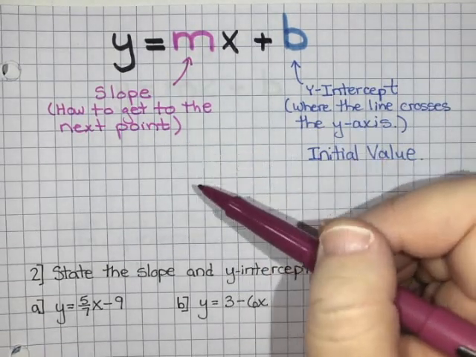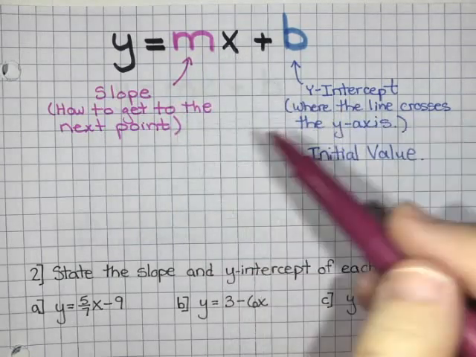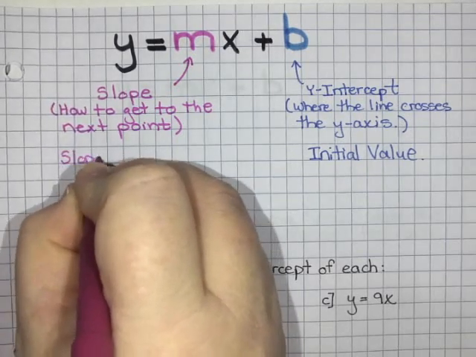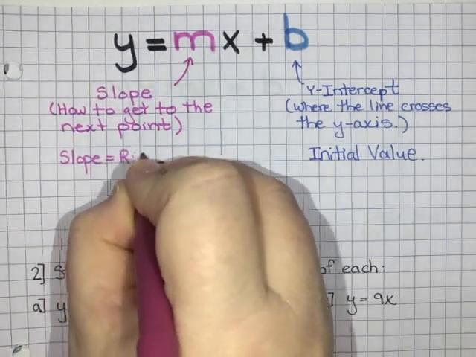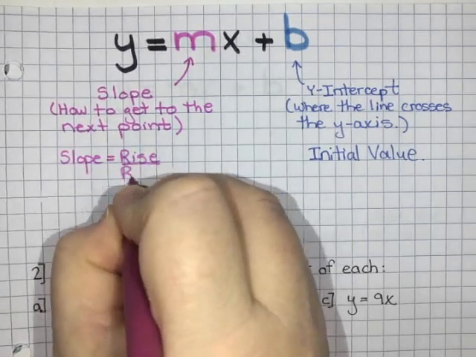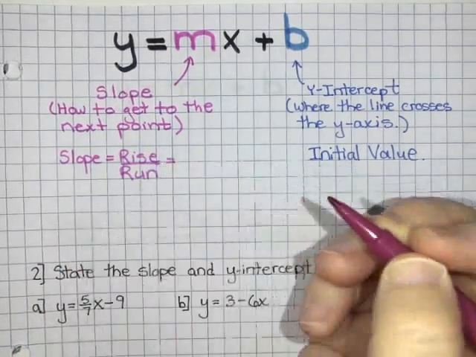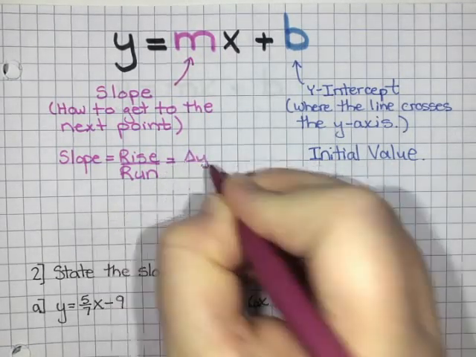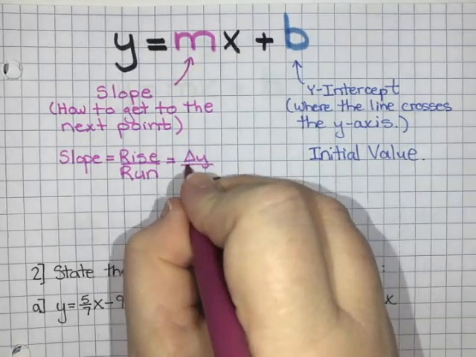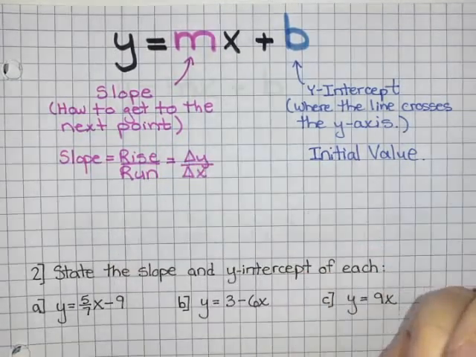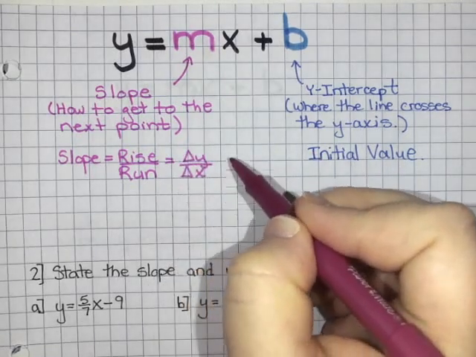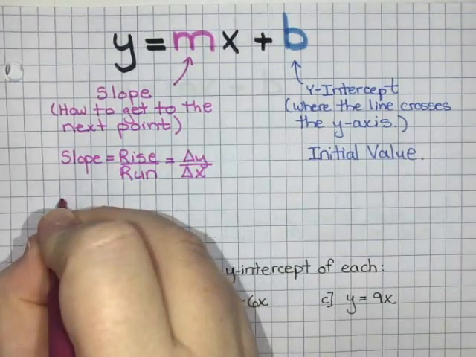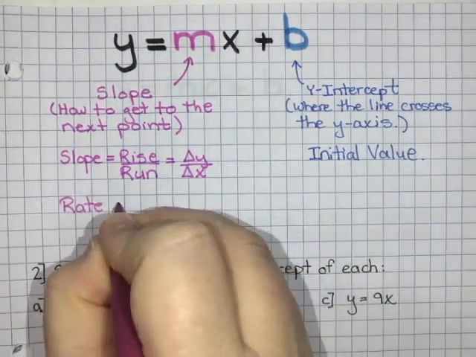Now, slope is up and down first, and then side to side second. That is sometimes called rise over run. Rise being the up and down part, and then run being the side to side part. Rise is up and down, that's the y value. So it's also called delta y, or the change in y, divided by delta x, which is our change in x. And this formula we have seen before. We saw that formula in Unit 2. And this is also called rate of change.